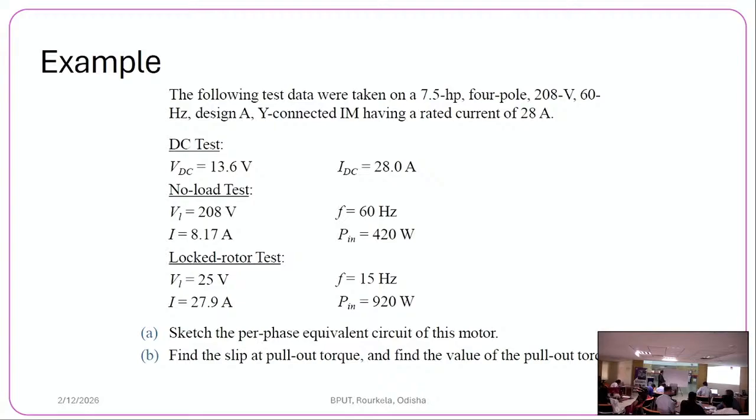Or simply, the input power is given, VL and IL are given, so cos phi is Pn by root 3 VL IL. So the total input power is utilized for the rotor copper loss, that means I square R for the stator and rotor components. There is no frictional loss, because there is no rotation.